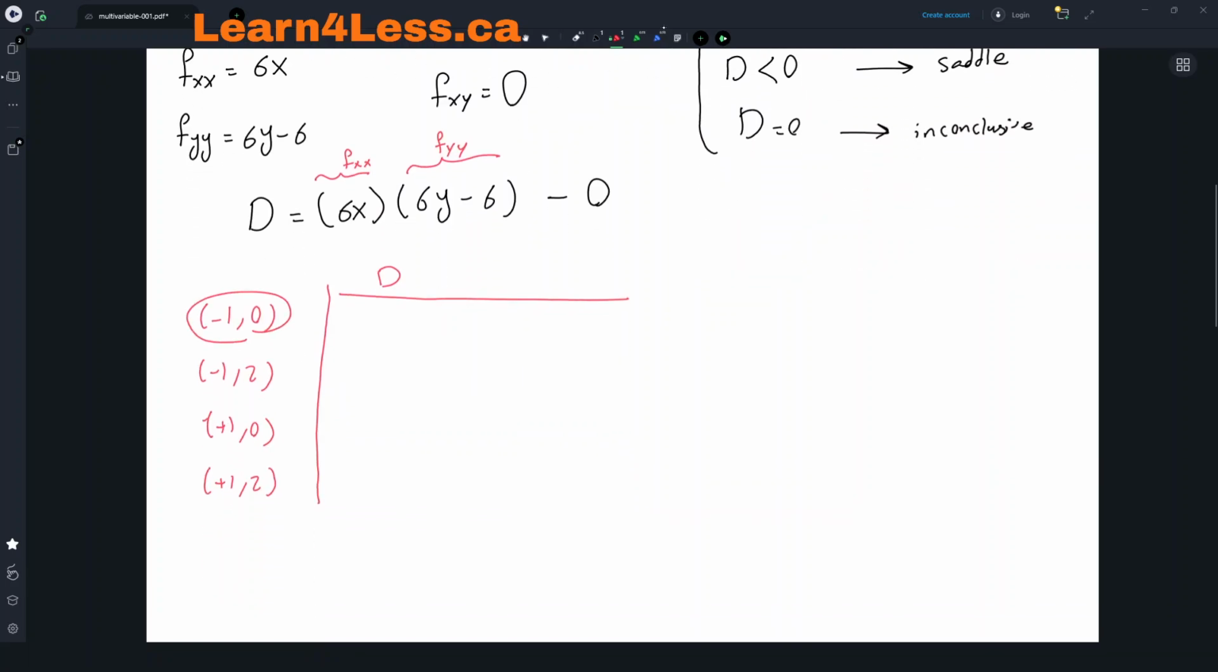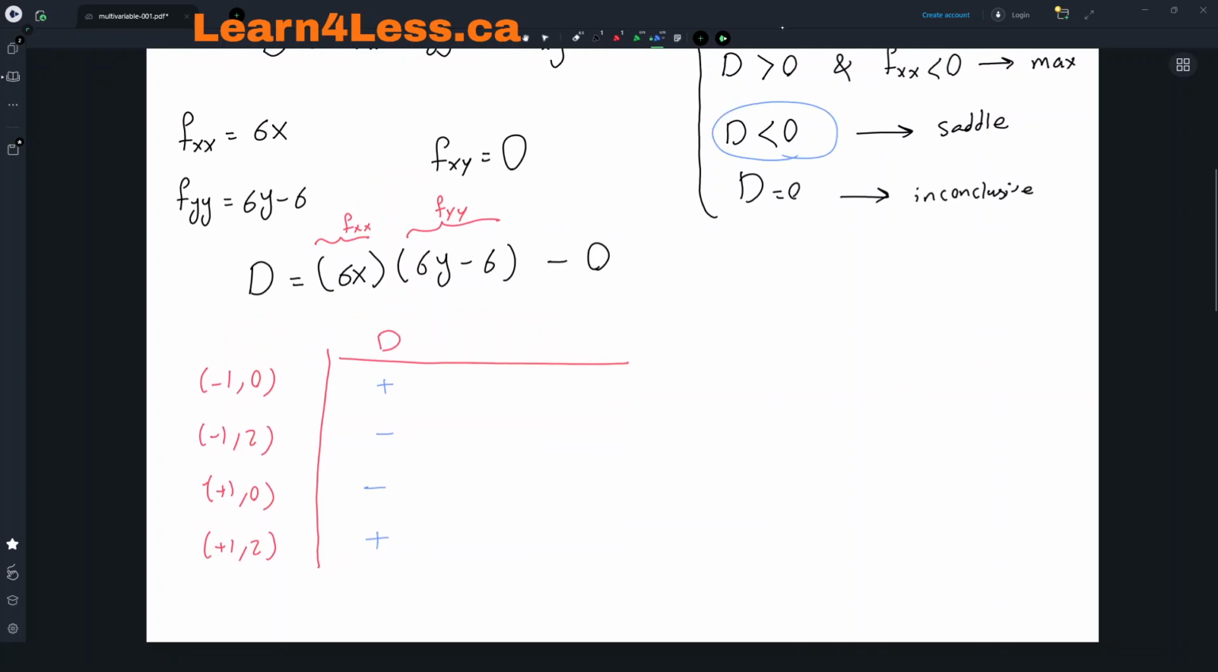So if I plug in -1 and 0, what happens? I plug in -1 for x, I plug in 0 for y. Overall, what I get is -6 times a negative bracket, -6, so it's positive. If I plug in -1 and 2, I get negative and positive, overall negative. If I plug in this one, I get positive and negative, which is negative, and I plug in this one, I get positive and positive, which gives me positive. And we said, if it is negative, we have a saddle point. So at these two critical points, we have saddle points.